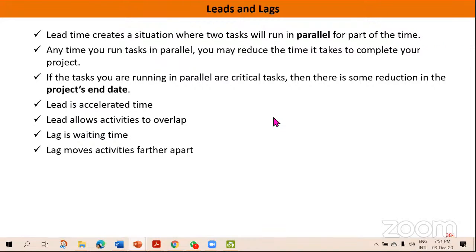So basically it is the opposite meaning of leads and lag, which usually comes in the PMI way.